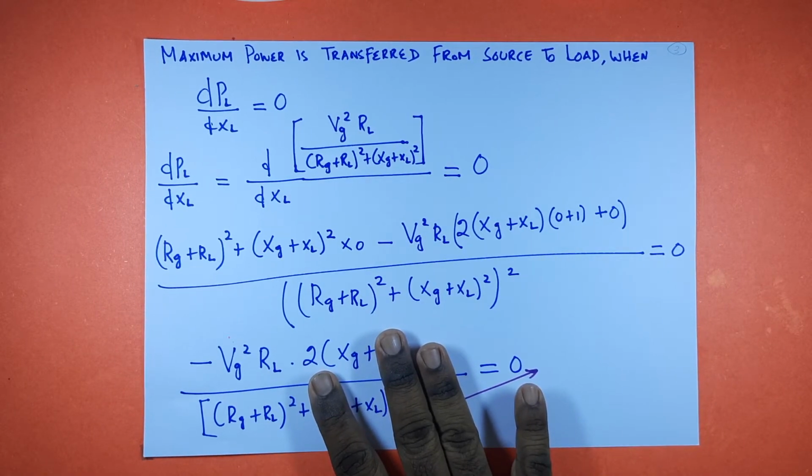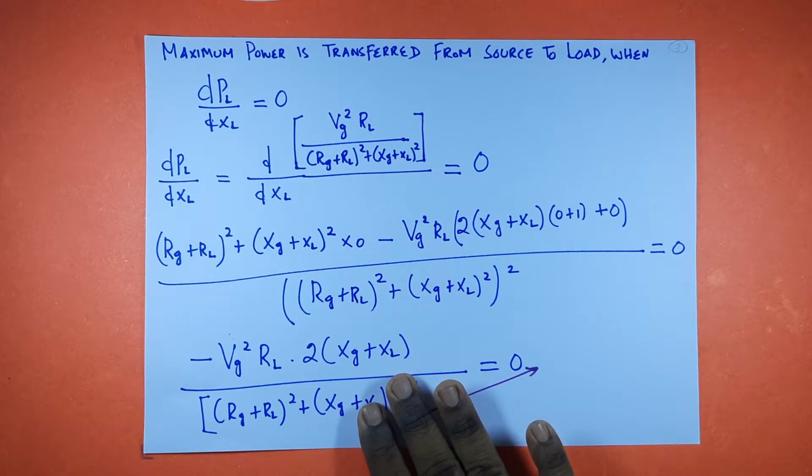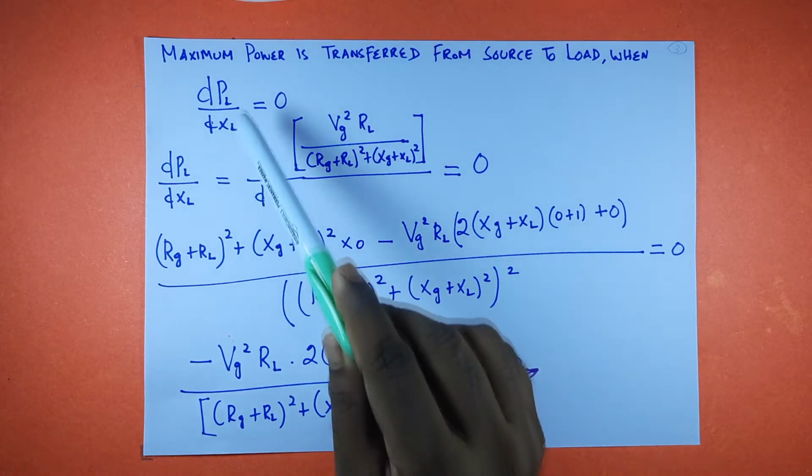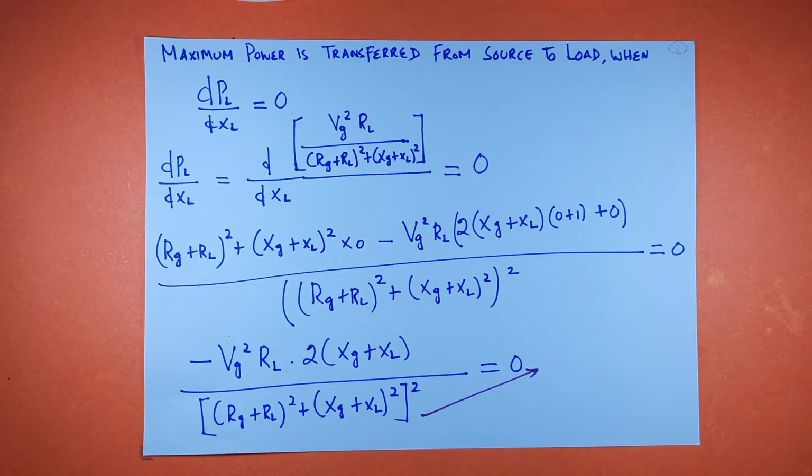Maximum power will be transferred from source to the load when dPL divided by dXL equals 0. Under this condition, maximum power is going to be transferred from source to load. So dPL by dXL equals d by dXL of the PL we already got, Vg square RL divided by Rg plus RL the whole square plus Xg plus XL the whole square, equal to 0.